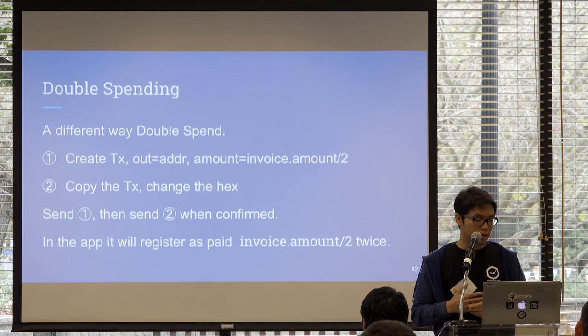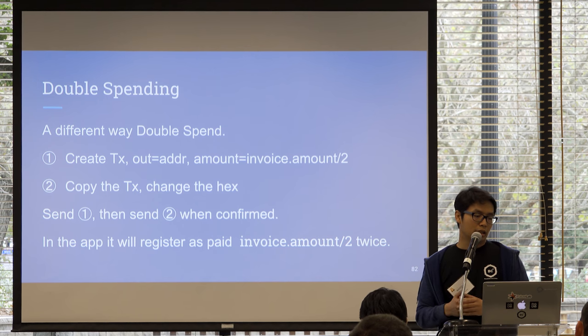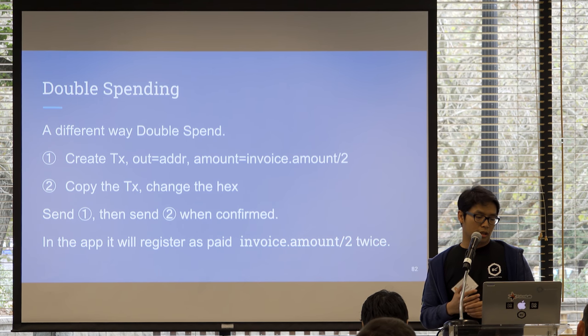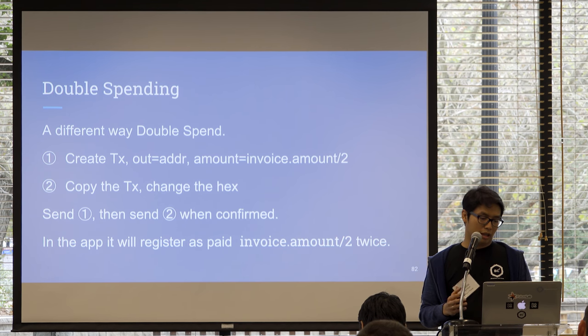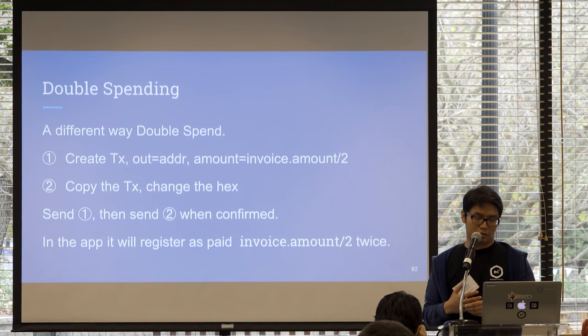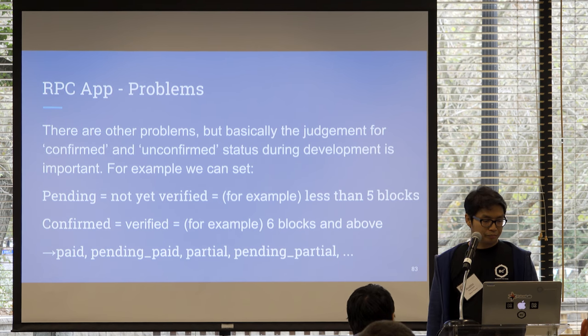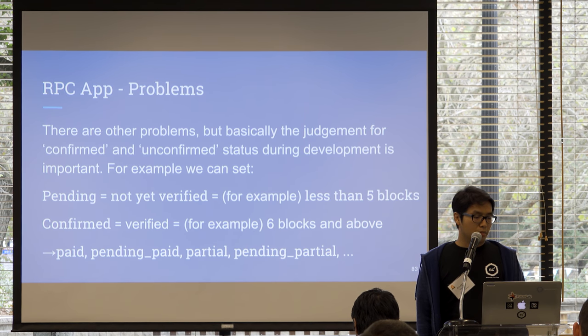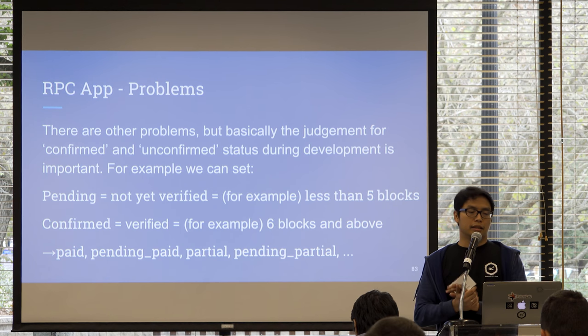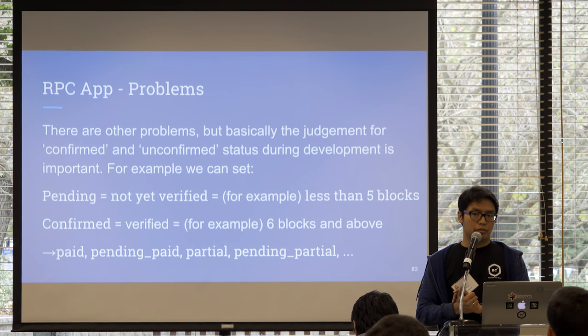There's also a different way to double spend. If the current app is just built as it is, somebody could send half of the amount, and then sort of change the transaction and do the same thing, even though they're basically the same transaction. And I received it twice, so I thought, okay, I got half of the amount twice, it's paid, I guess. And then you send it as paid, but you only received half of it. There are also other problems, but generally it is related to whether you have to judge if something is confirmed or unconfirmed.